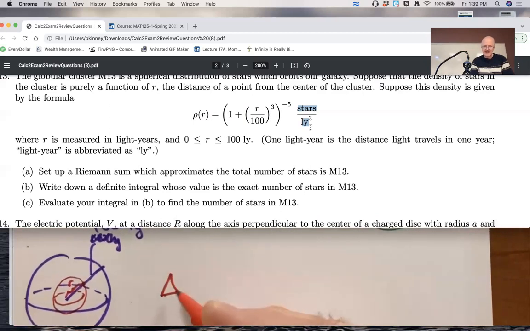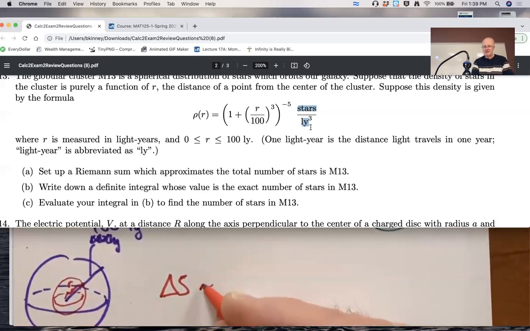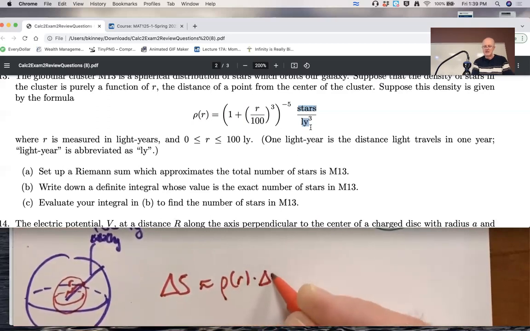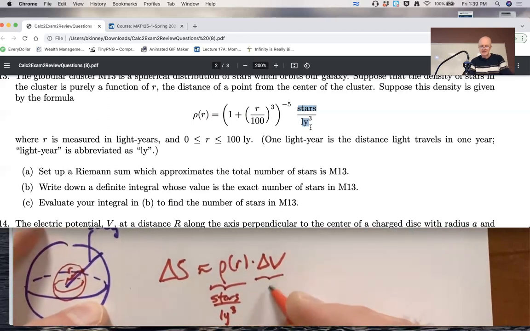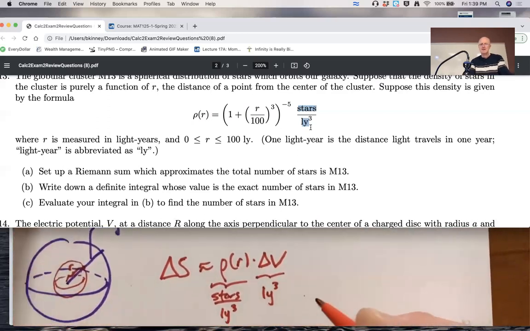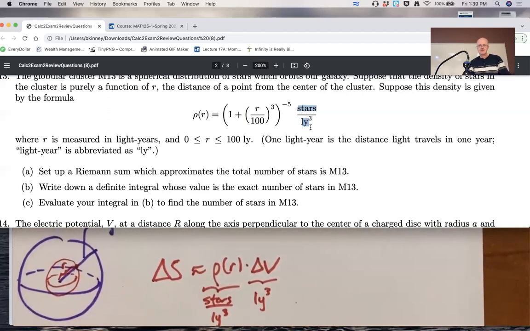You could say delta S for small number of stars in this thin slice, S represents the number of stars, is approximately the density rho of R times delta V, the volume. This is stars per cubic light year. And this is in cubic light years. Those are going to cancel to give you stars. But what is the volume?